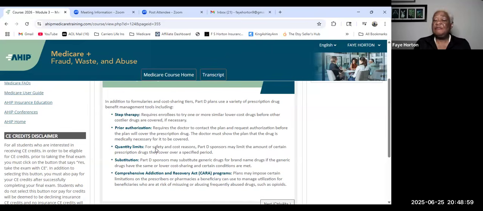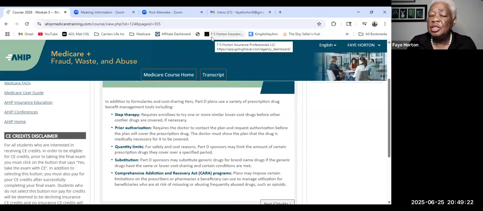Quantity limits. For safety and cost reasons, Part D sponsors may limit the amount of certain prescription drugs that are covered over a specified period. Substitution. Part D sponsors may substitute generic drugs for brand name drugs if the generic drug has the same or lower cost sharing and certain conditions are met.